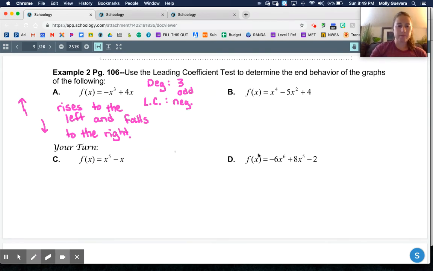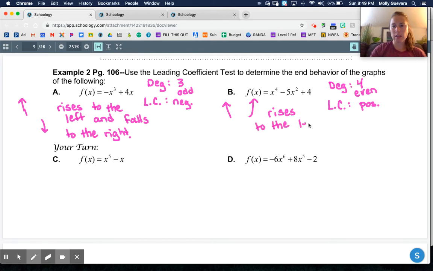And that's it. Okay, for part B, my highest degree is a 4. So the degree is 4, which means it's an even degree. So it's either both going to go up or both going to go down. And then the leading coefficient is a positive 1, so it's positive, which tells me that my ends are going to go up on both the left and the right side. So we can say this rises to the left and right.